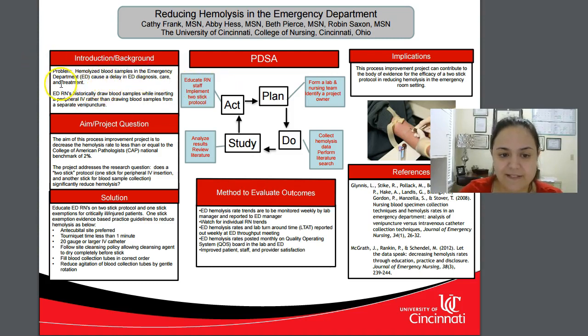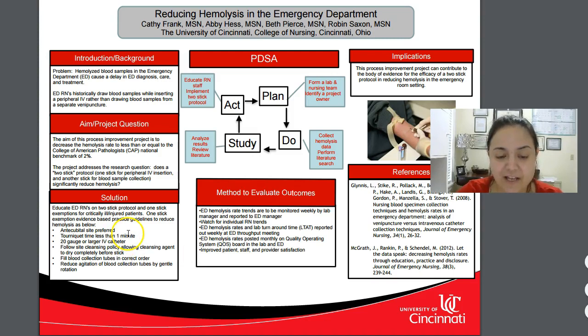Hemolyzed blood samples in the emergency room cause a delay in ED diagnosis, care, and treatment. Historically, RNs drew the blood samples while inserting the peripheral IV rather than drawing blood samples from a separate venipuncture. Why? Because you don't want to stick your patient twice. I get that. So the aim of this process improvement project is to decrease the hemolysis rate to less than or equal to the College of American Pathologists benchmark, which is 2%. What's a benchmark? That's the goal for all of us to reach, okay?